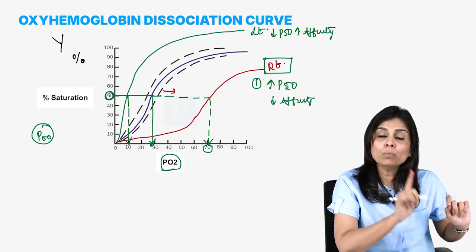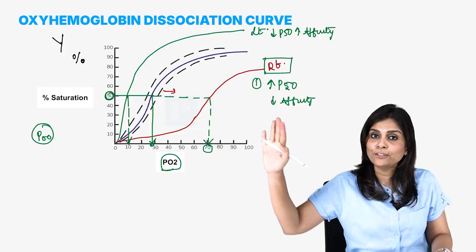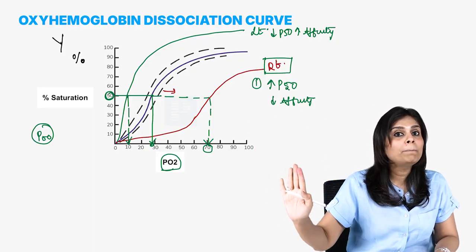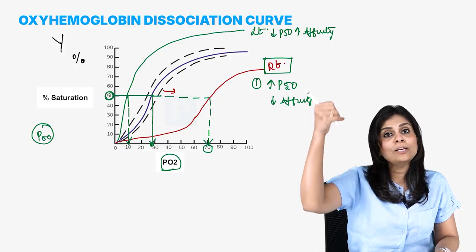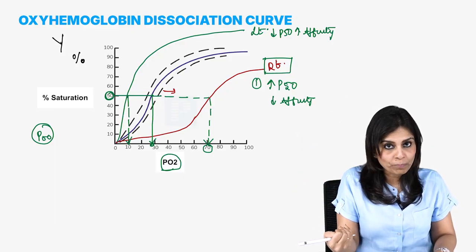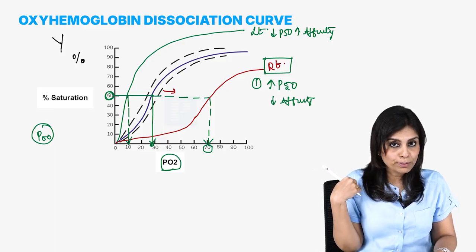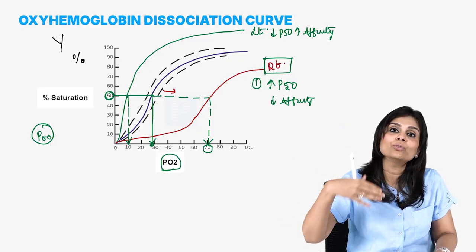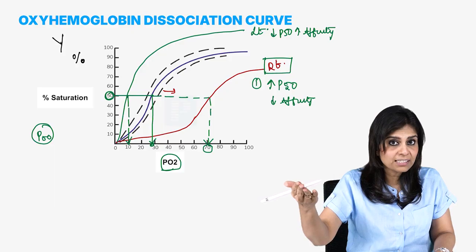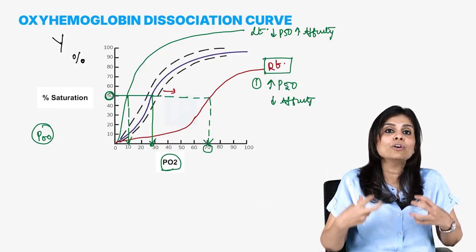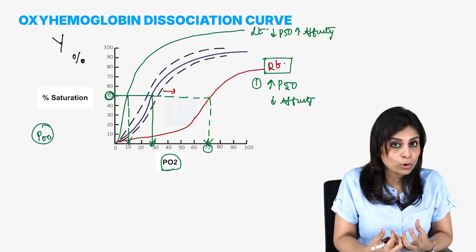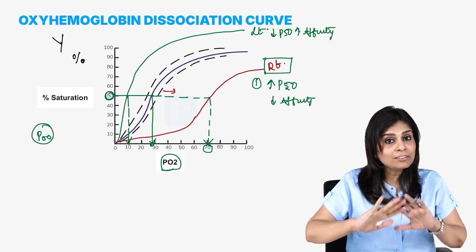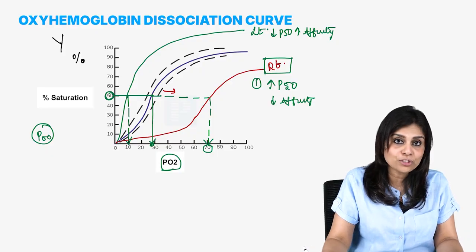Can you now tell me, when will you want the curve to get shifted to the right? When will you want the P50 to be high? And when will you want the affinity to be low? I want the affinity of hemoglobin for oxygen to be low whenever I want effective deoxygenation to happen to the tissues.